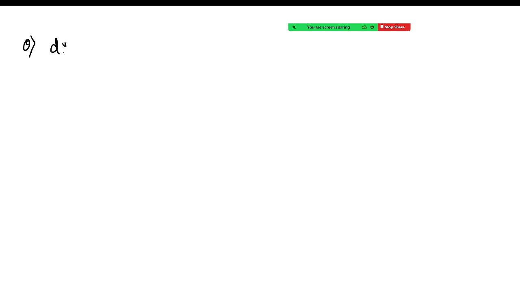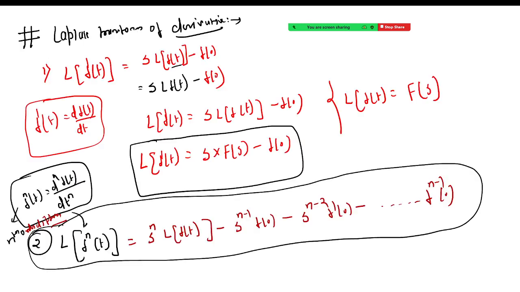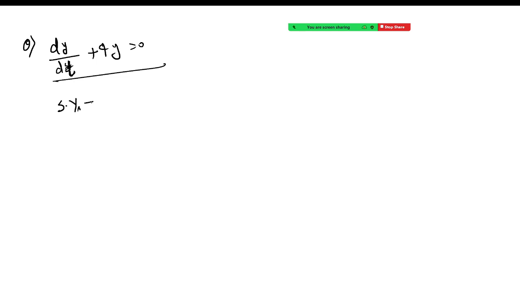Let's say this one is dy by dt plus 4y equals 0. Now we want to solve this differential equation. How can we solve it? I told you. So what is the value of dy by dt here? I can write s into Y(s), where this is f(t) and the Laplace transformation of f(t) is F(s). So I'll write here Y(s) minus y(0) plus 4 Y(s) equals 0.